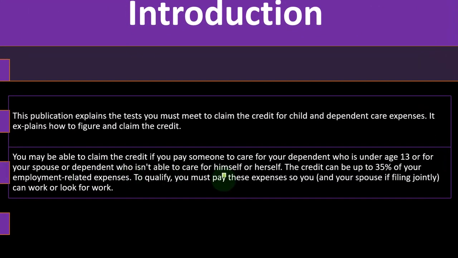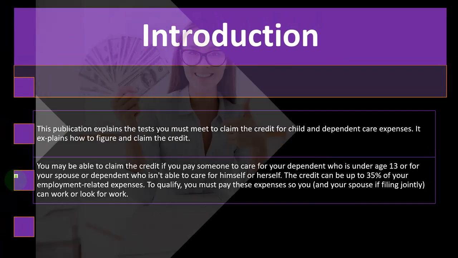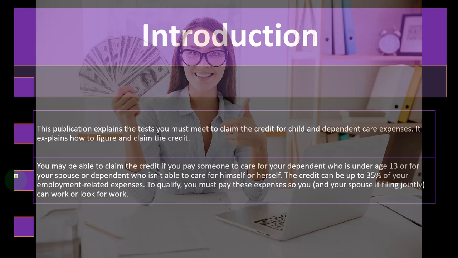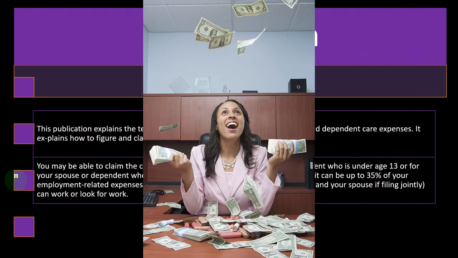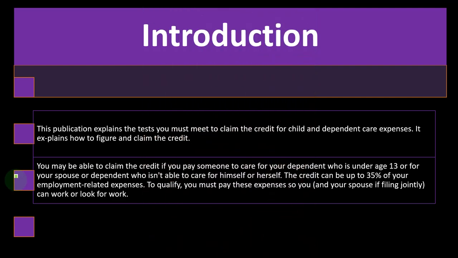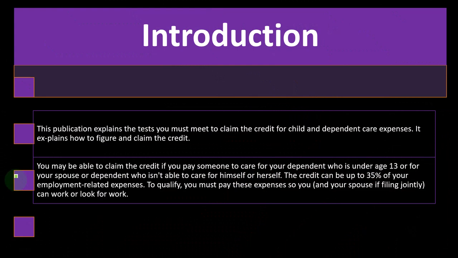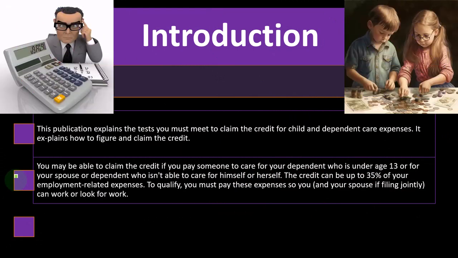So who is under age 13, or for your spouse or dependent who isn't able to care for himself or herself. The credit can be up to 35% of your employment-related expenses. To qualify, you must pay these expenses so you and your spouse, if filing jointly, can work or look for work. So that's the general thrust of the aim of this credit. What's the aim of the credit? To allow people to work or look for work. So you're now paying for care for the child in order to do that. And so a lot of the rules, we want to think of from that perspective. Why does this rule make sense? Because you would think they're trying to design the law so that they're giving you a benefit if these expenses are in alignment with allowing you to work or look for work.